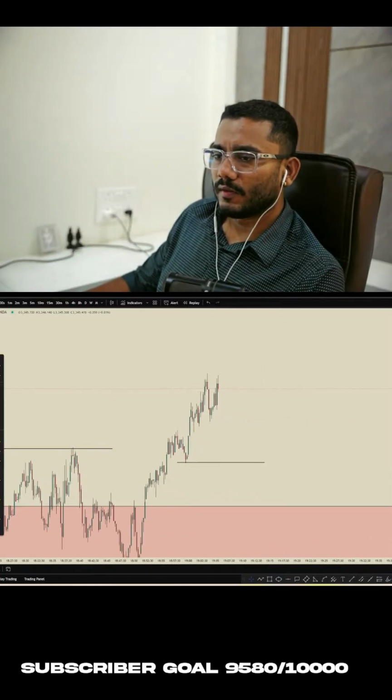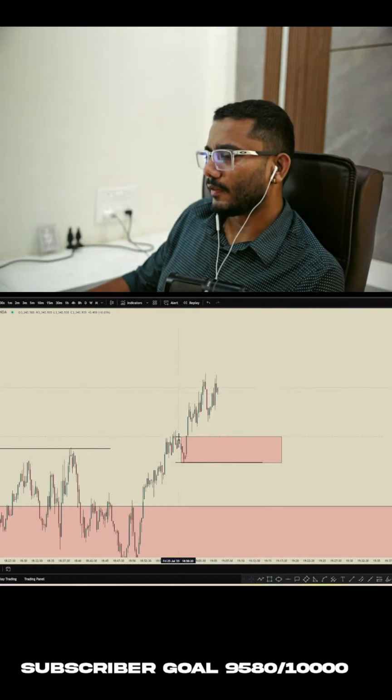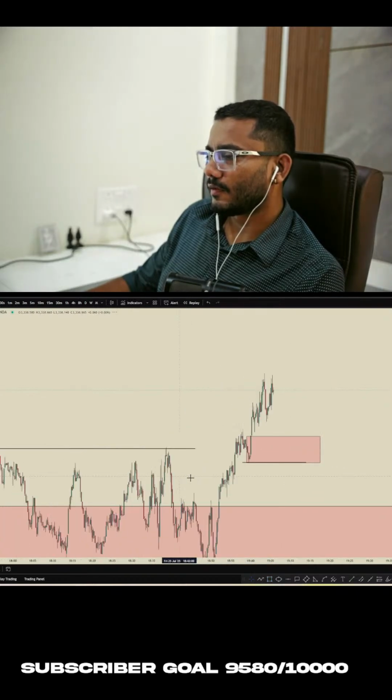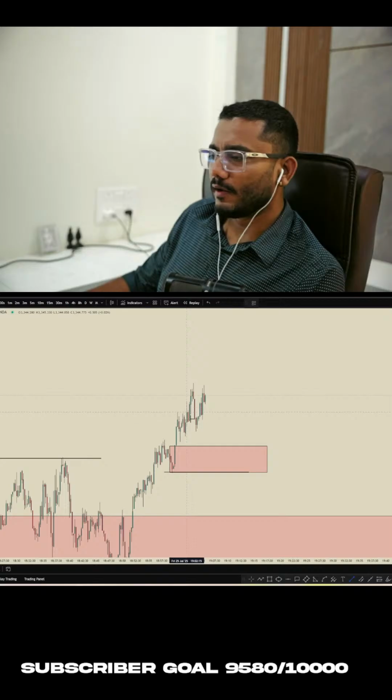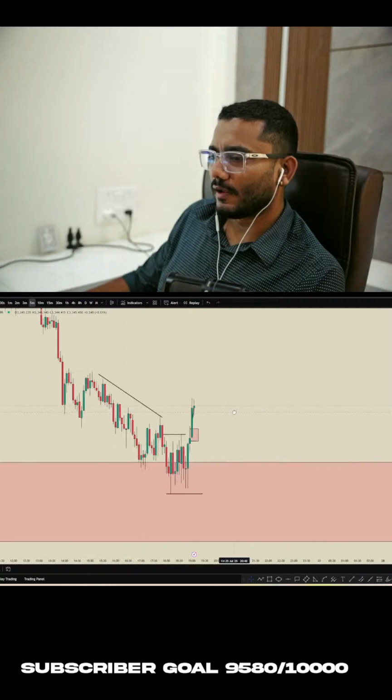So on 30 seconds, we have this imbalance which is not mitigated. There is imbalance. Price is creating trend line liquidity. So by the momentum, we should look for a buy side trade, targeting this high liquidity here.